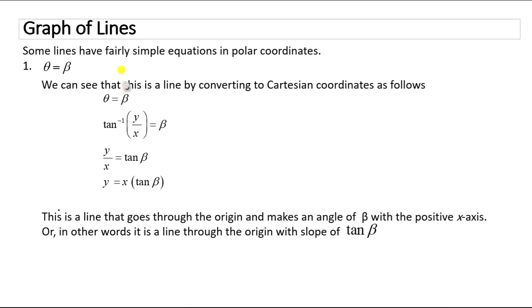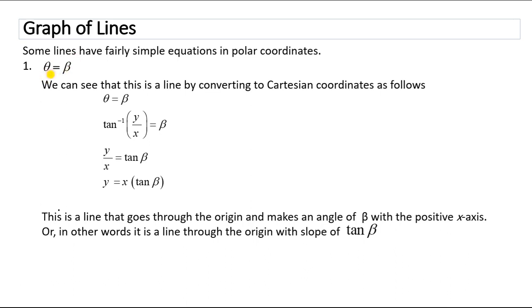A graph of lines. There are some equations of lines in polar coordinates. Equation 1, theta equal beta. Beta is an angle, any angle.